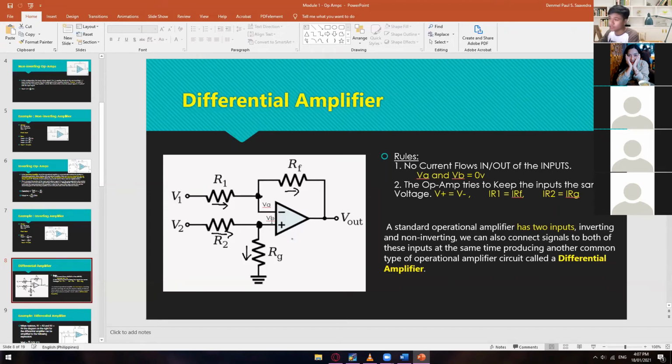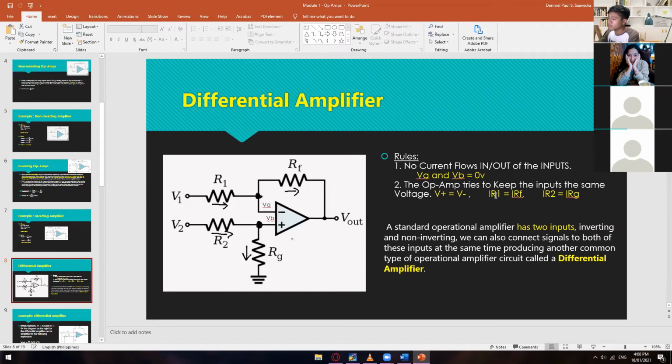If you're going to measure this one on the LTspice, you will read nothing. Yes, 0 volts. And then the second rule here is the op amp tries to keep the inputs the same voltage, which is, for example, your input here in V sub 2 is this voltage. It will try to equalize that one on our second input. Okay, so that is why V plus is equal to V minus.